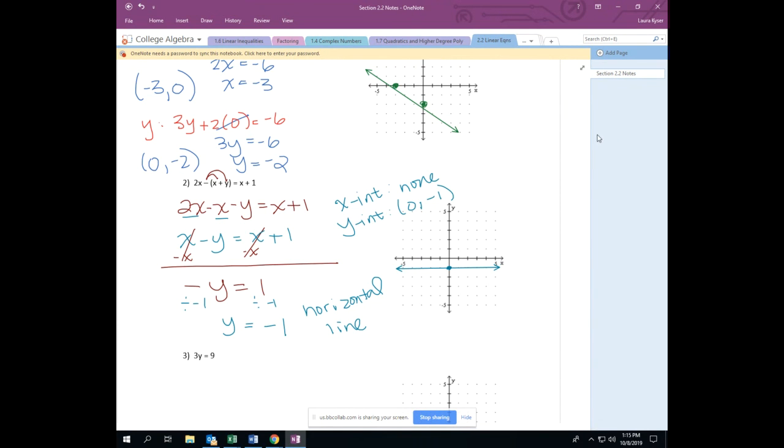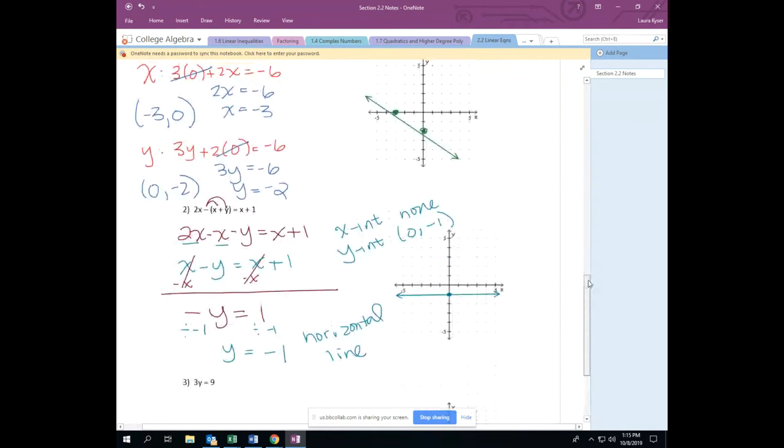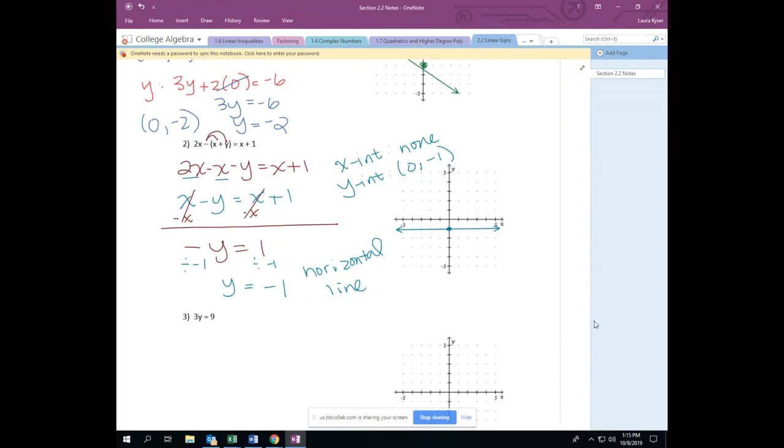Side note, if you solve your equation and the y's cancel and the x is left, then you have a vertical line, which is kind of the opposite. You'll have an x-intercept but not a y-intercept, and it goes straight up and down. So we'll get more into that later. But for now, this is really all that we're going to talk about in this section. It's an intro talking about graphing x and y intercepts.